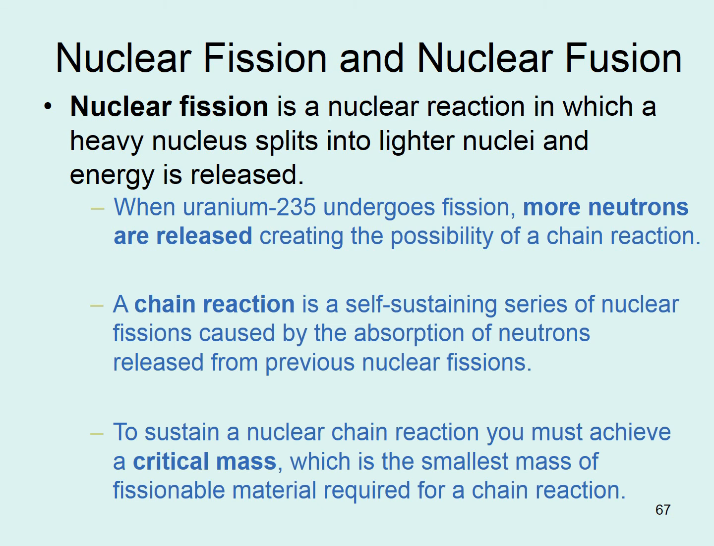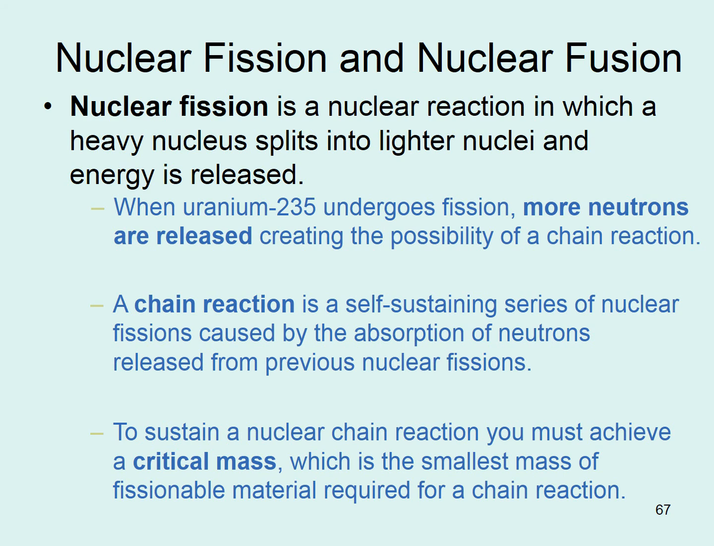So what is a chain reaction? It's a self-sustaining series of nuclear fissions caused by the absorption of neutrons released from the previous nuclear fission. In order to have a nuclear chain reaction, you have to have a critical mass. A critical mass is defined as the smallest mass of fissionable material required for a chain reaction.